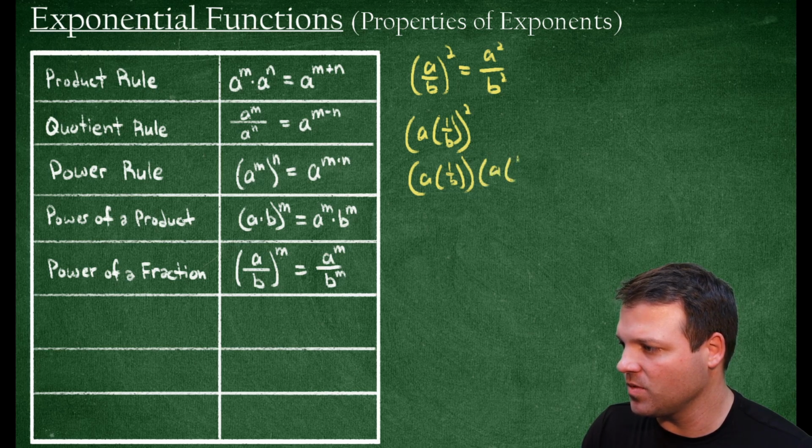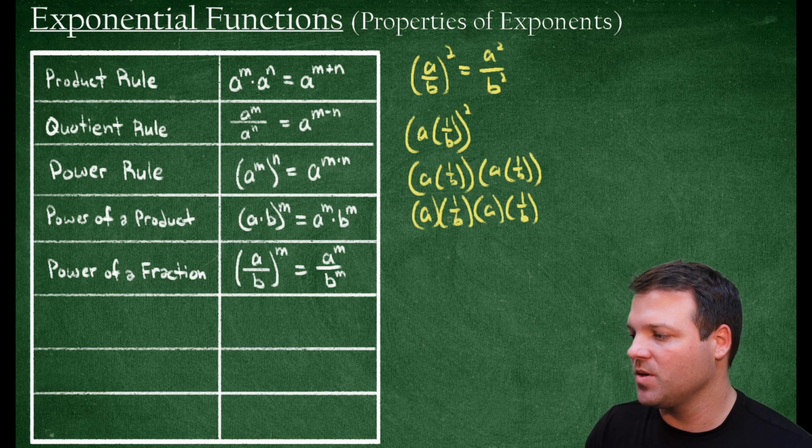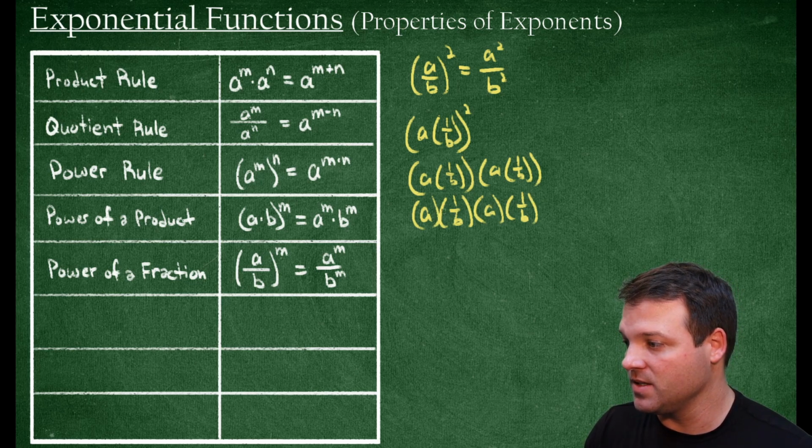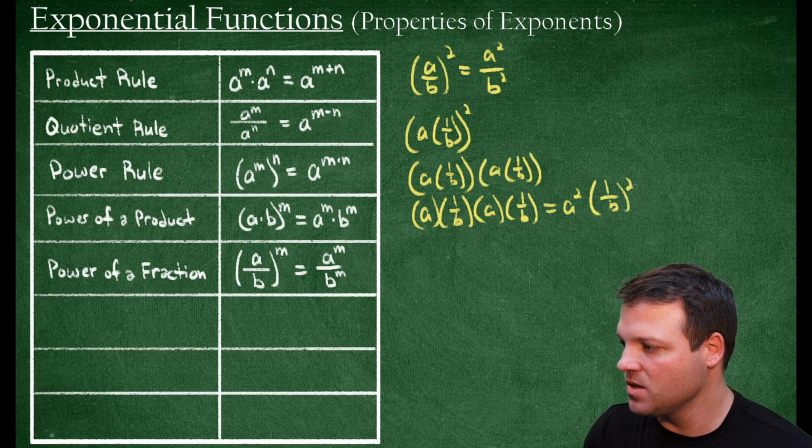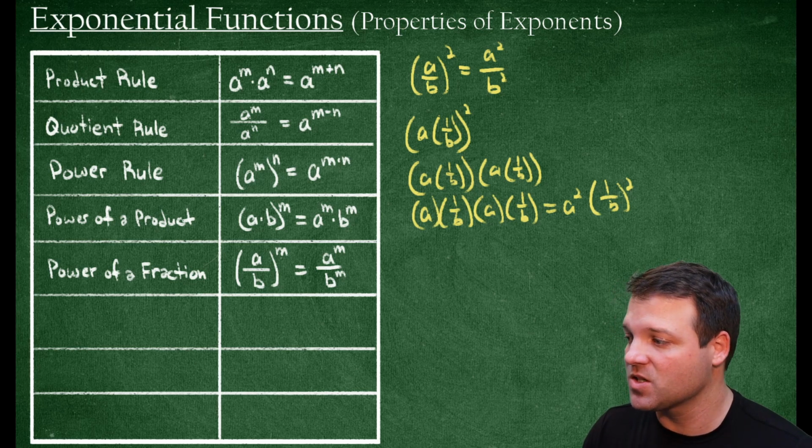So a times 1 over b, and again, these are all multiplications. So I have a times 1 over b, I'll just put parentheses around all of these, times a times 1 over b. Then I'm going to combine these like terms. This is equivalent to two a's, which is a squared, times 1 over b all squared. And 1 over b times 1 over b is 1 over b squared, right?